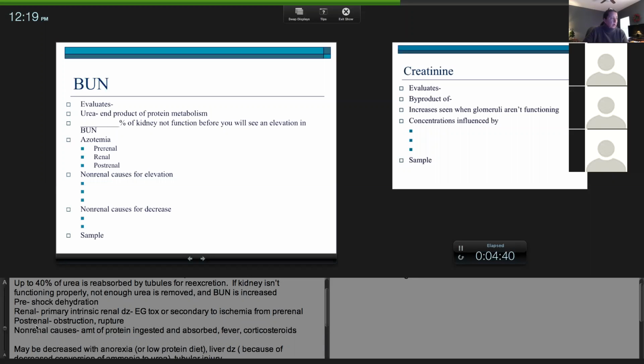Now, post-renal kidneys, if you have an obstruction or some type of a rupture. Post-renal, does anybody remember the tubule that leaves the kidney that takes urine to the bladder?